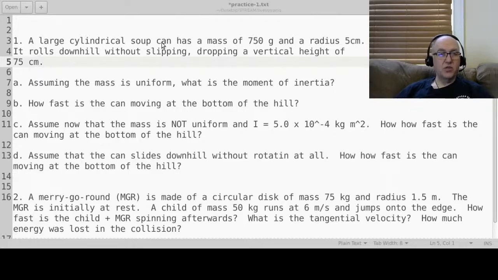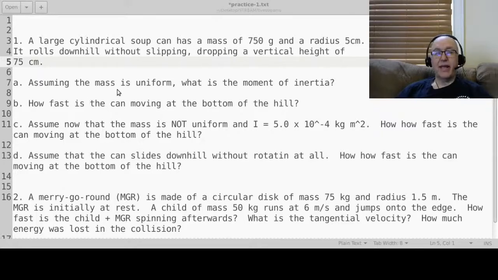I have a large cylinder soup can. You know soup cans are cylindrical shaped, and it has a mass of 750 grams. I actually grabbed one of my large soup cans and saw how much they weighed. They're 750 grams, and they have a radius of 5 centimeters. It rolls downhill without slipping and drops a vertical distance of 75 centimeters. So, four questions here.